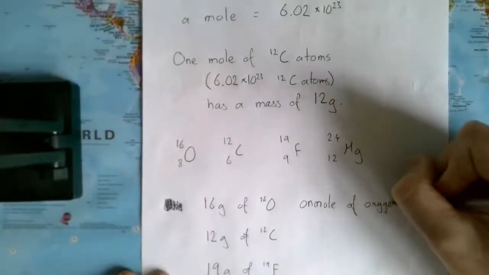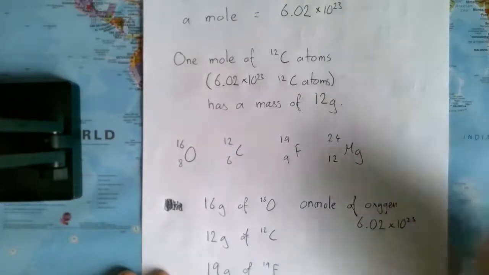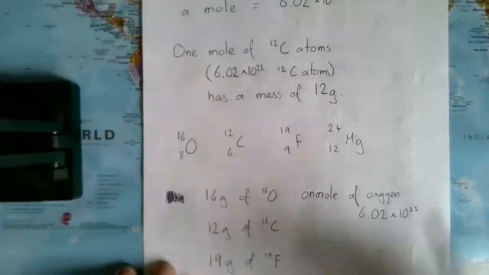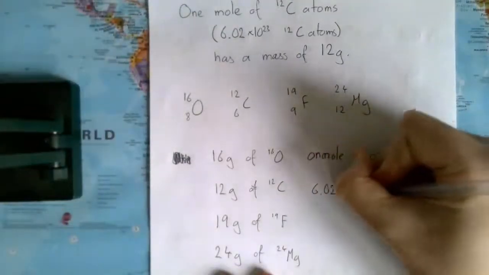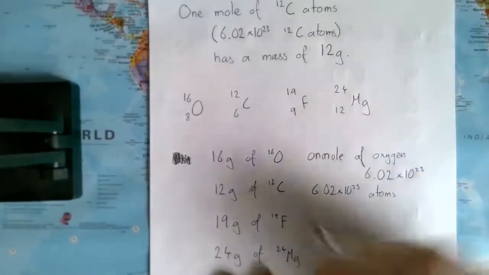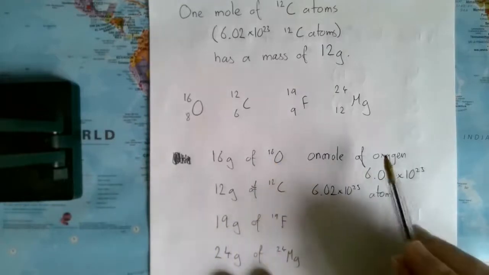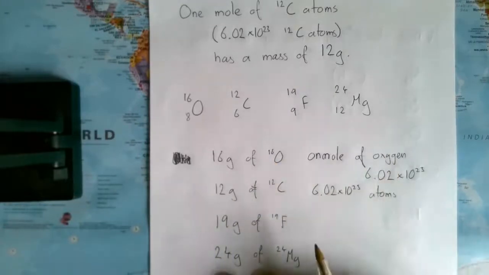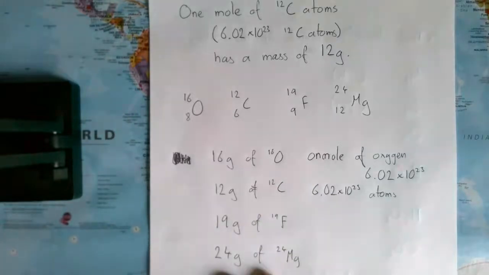What that means is that you've got 6.02 times 10 to the 23 atoms. We've already seen if you've got 12 grams of carbon, then you've got 6.02 times 10 to the 23 atoms. So the oxygen atoms are a wee bit heavier, and that's why 1 mole of them is 16 grams, whereas the carbon ones are a little bit lighter. That same number of atoms weighs less.